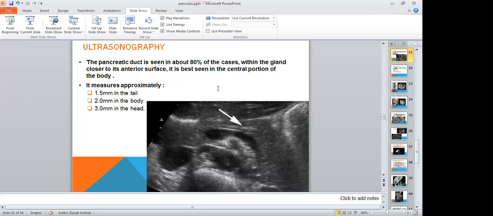The pancreatic duct is seen in about 80% of cases within the gland, closer to its anterior surface. It is best seen in the central portion of the body. It measures approximately 1.5 mm in the tail, 2 mm in the body, and 3 mm in the head. This is again the splenic vein, portal vein. This is the head, the body, and this is the pancreatic duct.